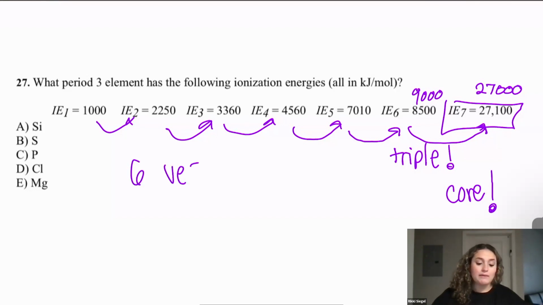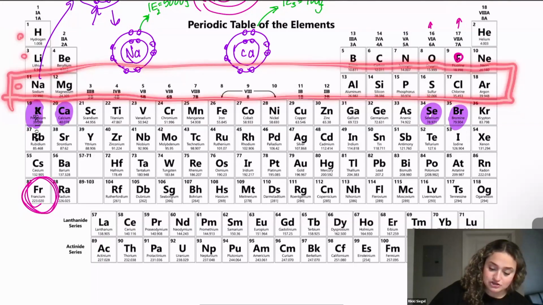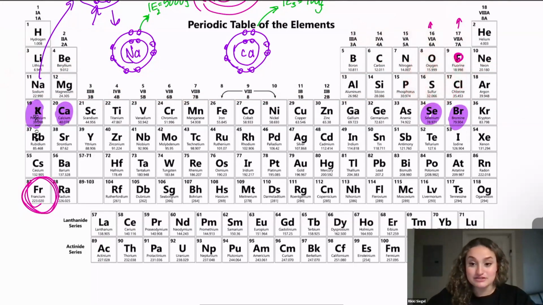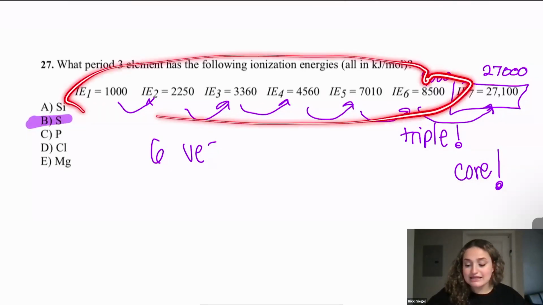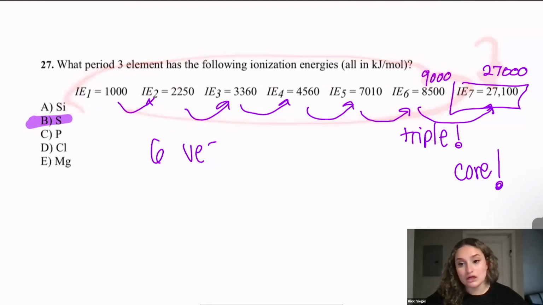Now it's asking what period 3 element has the following ionization energies. The period is just the row. So now we are going to look at the third row and see who has 6 valence electrons. Out of these, who has 6 valence electrons? Sulfur has 6 valence electrons. So what element is this? It's going to be sulfur. Why? Because we removed all 6 valence electrons, and that is telling you that the 7th is his core electron.